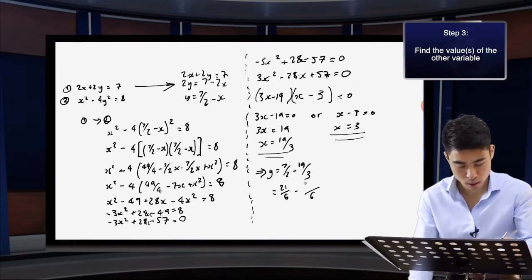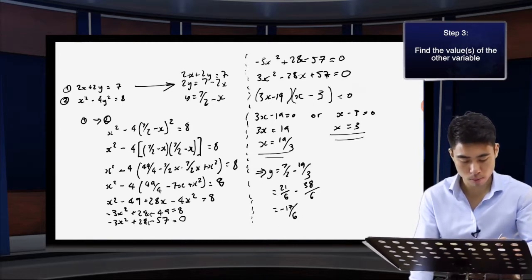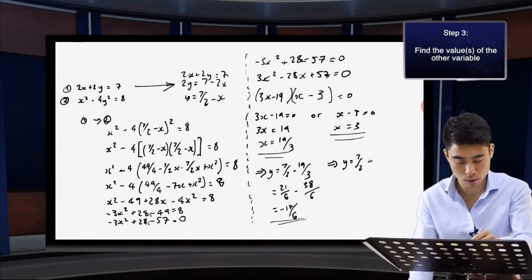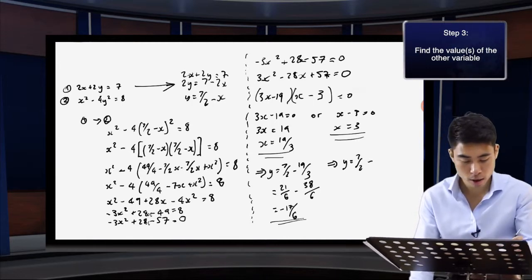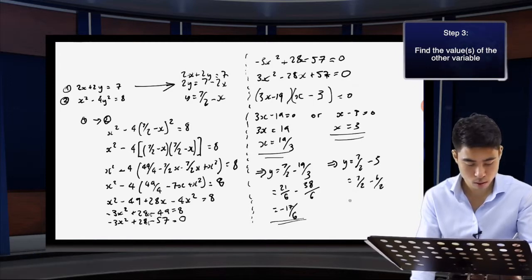Over 6. That'd be 38 over 6, so I'd be left with minus 17 over 6, and obviously that doesn't cancel, so that would be your y solution when x equals 19 over 3. Then you expect this second one to be more straightforward. So when x equals 3, y equals 7 over 2 minus, so I'm substituting 3 into here, 7 over 2 minus 3. Again, just changing this, so 7 over 2 minus 6 over 2, which equals half.